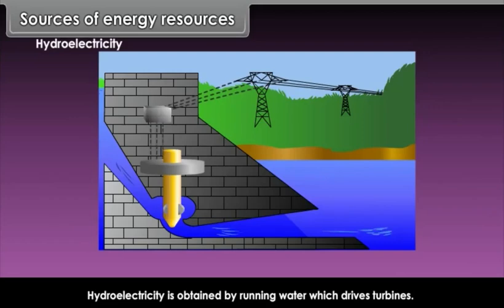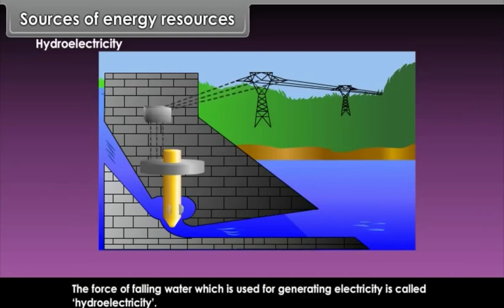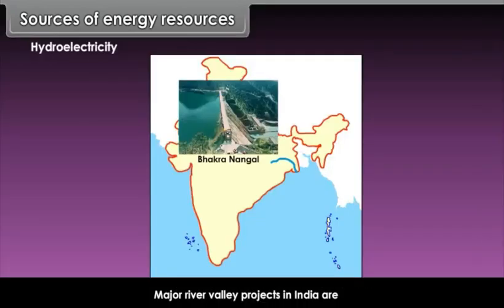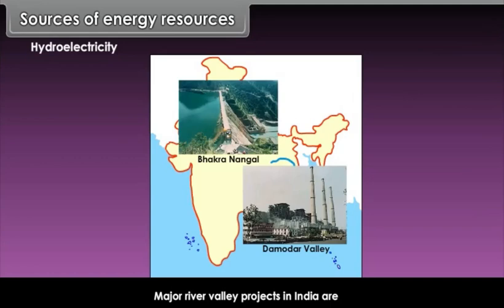Hydroelectricity. Hydroelectricity is obtained by running water which drives turbines. The force of falling water which is used for generating electricity is called hydroelectricity. Major hydropower projects, commonly known as river valley or multi-power projects in the world, are located in countries like Sweden, Norway, Switzerland, Canada and the USA. Major river valley projects in India are Bhakra Nangal and Damodar Valley Corporation, which produce hydroelectricity.